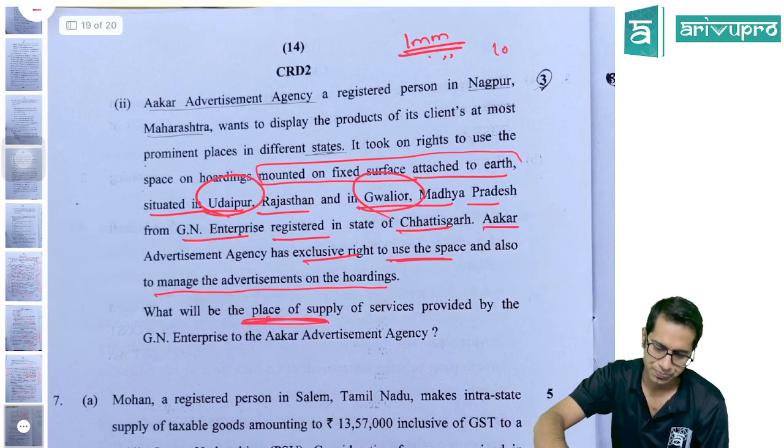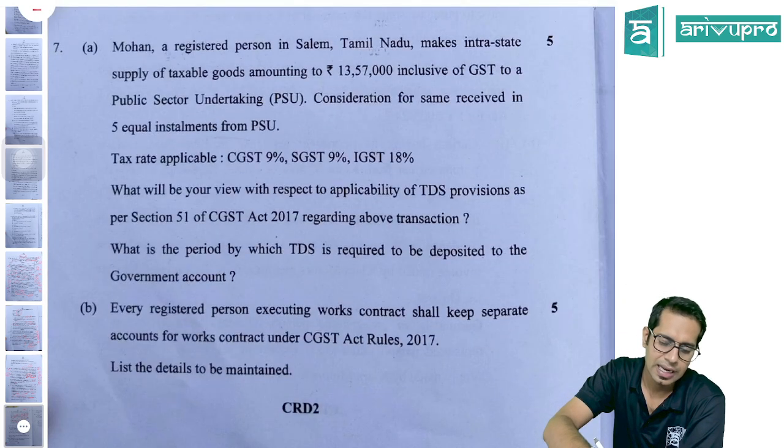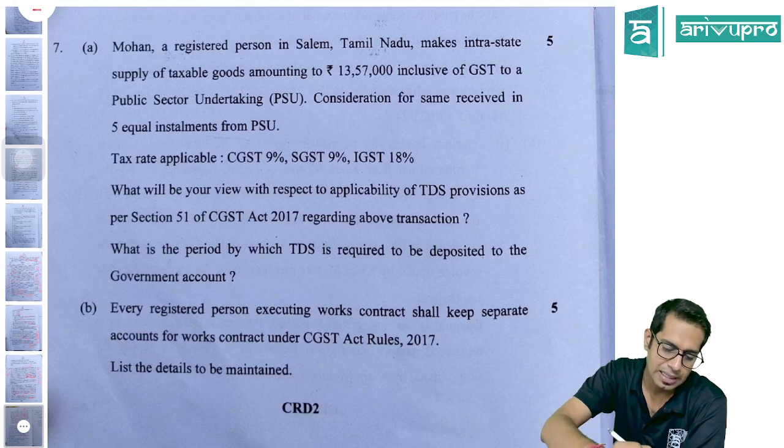Then Mohan, a registered person in Salem, Tamil Nadu, makes an intra-state supply of taxable goods worth rupees 13,15,000, including GST.